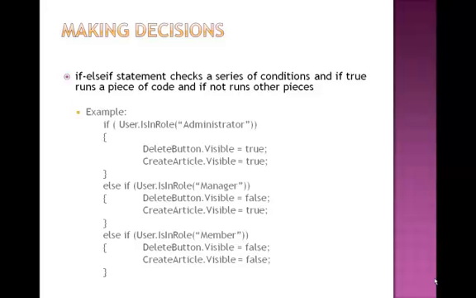Else, I check the role of the user against the manager. So I put else if user is in role manager. That evaluates to true if the user is in fact a manager, and I put the relevant code within the block of else if. And finally, I could again use else if for checking if the person is a member of this website, and then make the visible property of both the delete and the create article buttons false.